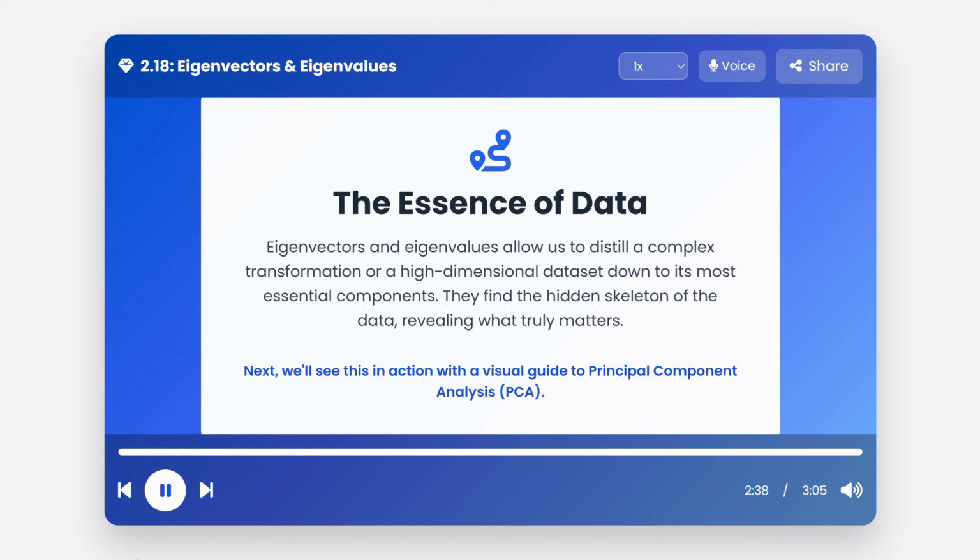They find the hidden axes that define the data's shape, and they rank those axes by importance. It's a powerful way to find the signal in the noise. In our next lesson, we will see this in action as we do a visual walkthrough of principal component analysis.